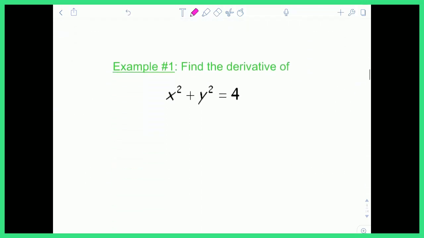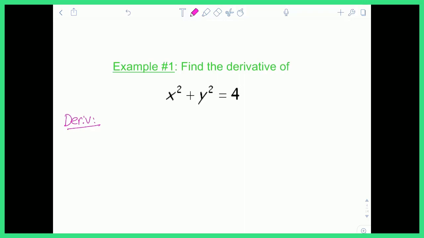Let's try an example. This one says to find the derivative of x squared plus y squared equals 4. Now keep in mind, this is not like f of x equals or y equals anymore. So I'm not really able to write notation like f prime of x equals, because there are multiple variables here. I don't actually have a nice clean equation. So instead, I'm just going to write deriv, and then we'll go and solve it.